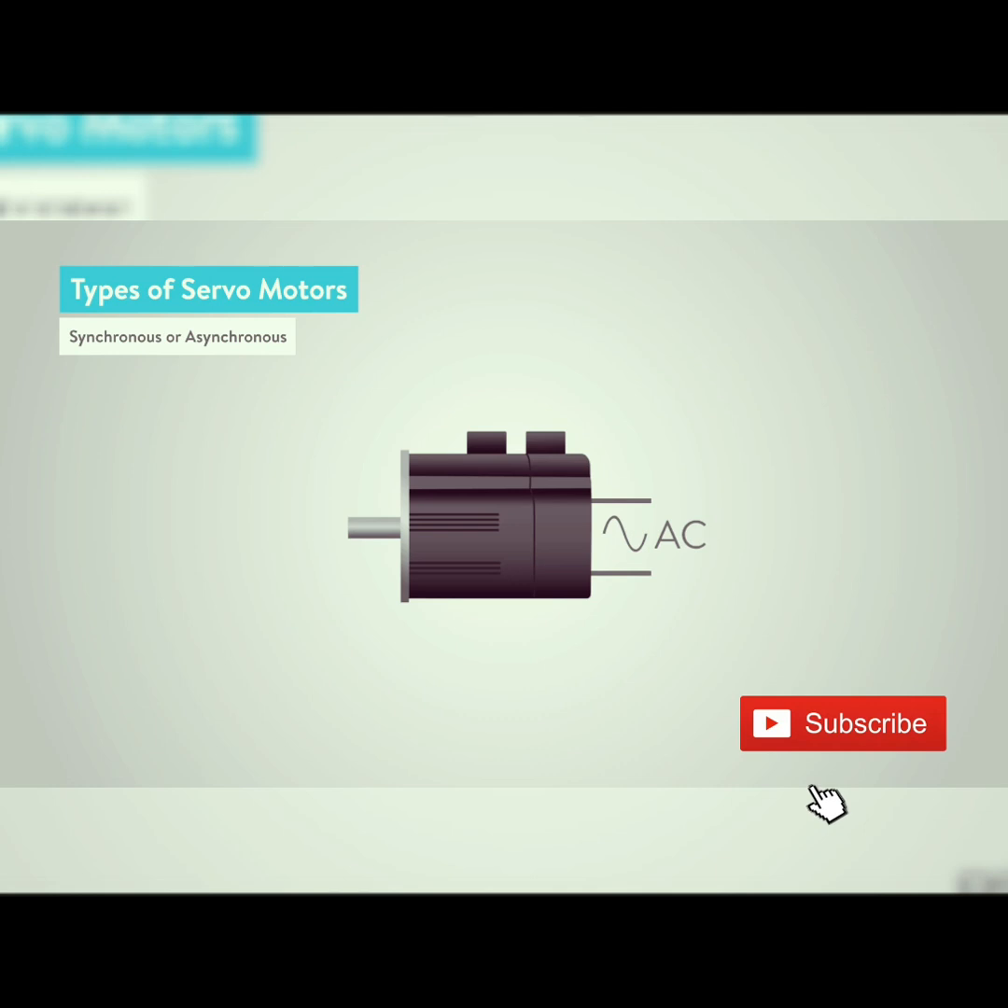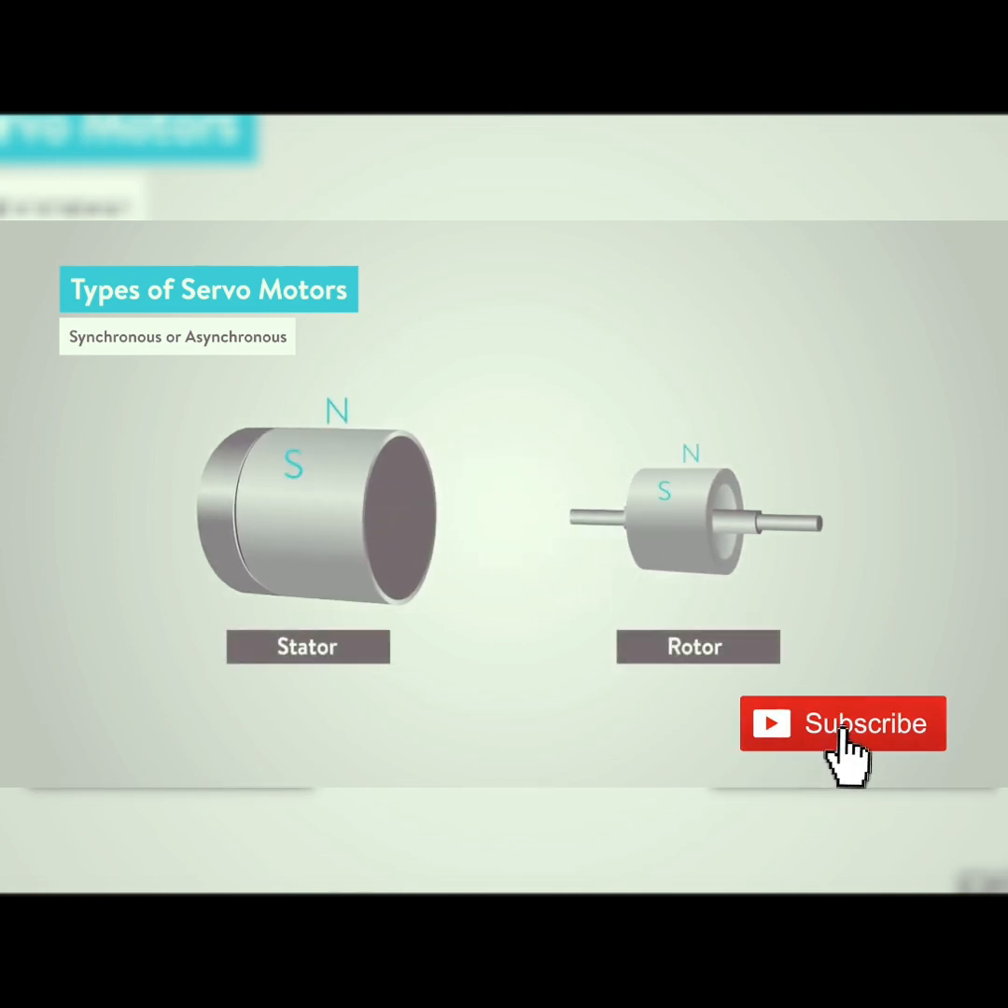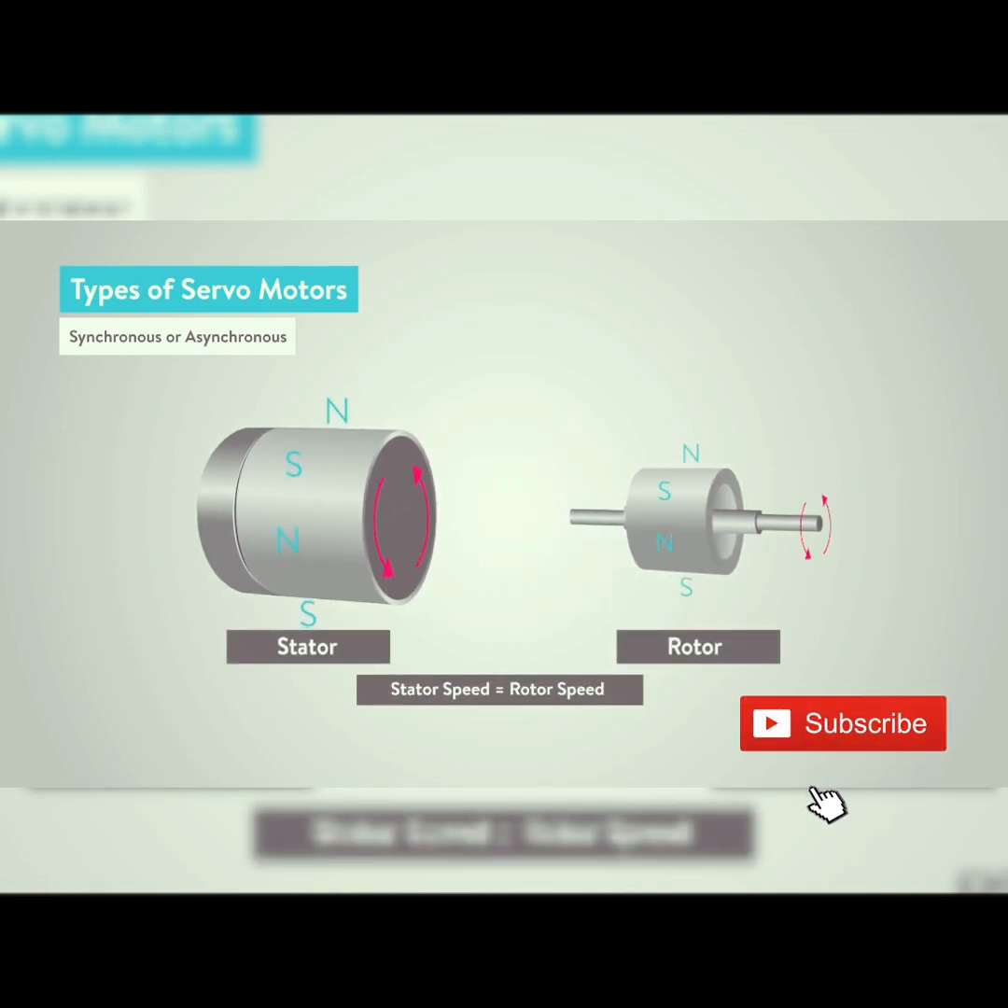If we recall from the AC-DC consideration that in an AC motor, speed is determined by the frequency of the supply voltage and the number of magnetic poles. This speed is referred to as the synchronous speed. Therefore, in a synchronous motor, the rotor rotates at the same speed as the stator's rotating magnetic field.